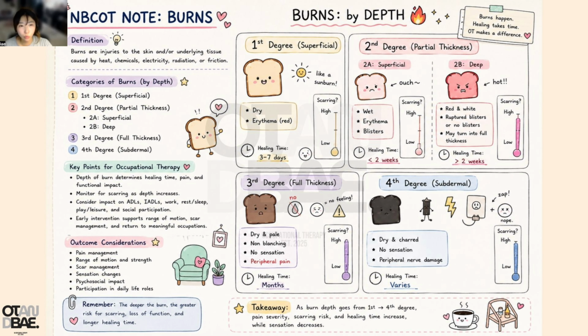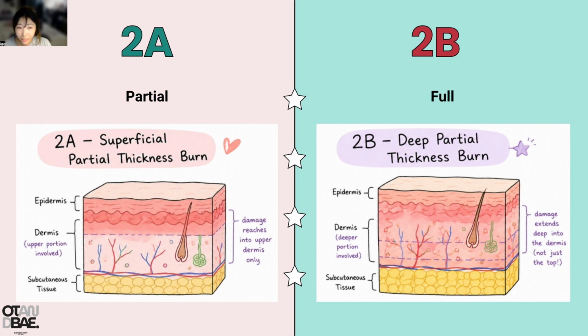And now let's go over to the second degree burn right here. So we have partial thickness burns, also known as second degree burns, and this is where many students start getting confused because second degree burns are actually divided into two different types, superficial partial thickness and deep partial thickness. Instead of memorizing two separate definitions, think about how much of the dermis is involved. The deeper the burn extends into the dermis, the longer it takes to heal.